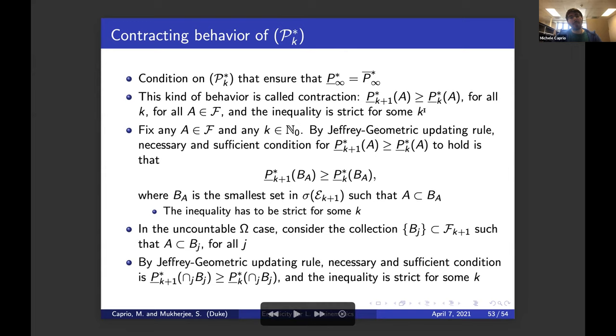So by the Jeffrey geometric updating rule, it's immediate to see that a necessary and sufficient condition for contraction to take place is, in the countable case, for the posterior of BA to be greater or equal than the prior of BA, and this inequality to be strict for some k. And in the uncountable case, that the posterior of the intersection of the BJs is greater or equal than the lower prior of the intersection of the BJs, and this inequality is strict for some k.